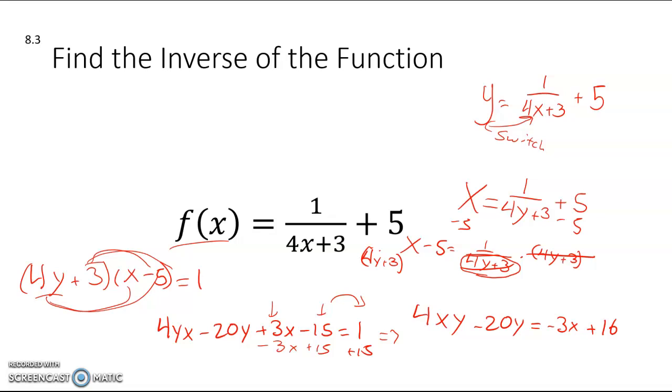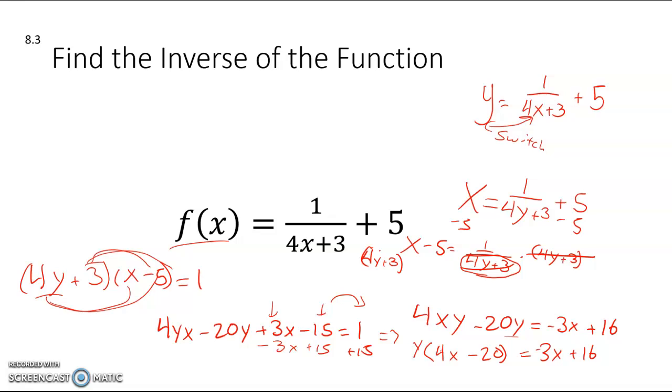Now, once I get all the y terms by themselves over here, the next thing I'm going to do is factor out a single y. And again, I factor just like I factor out a GCF. If I factor the y out, I'm left with 4x minus 20 inside, because I just take one y away from both terms, equals negative 3x plus 16.